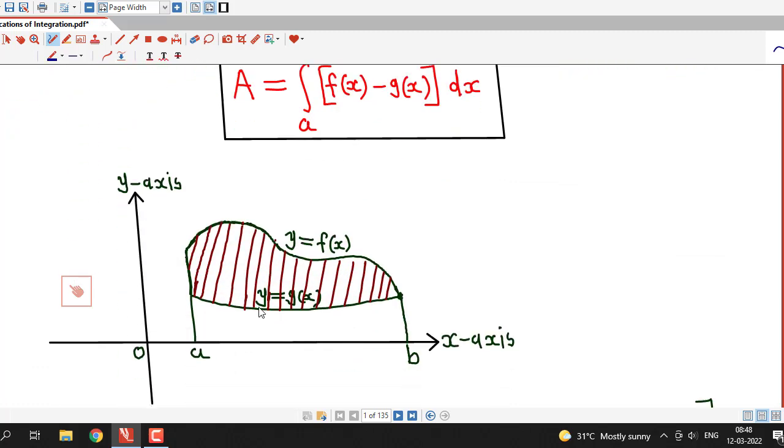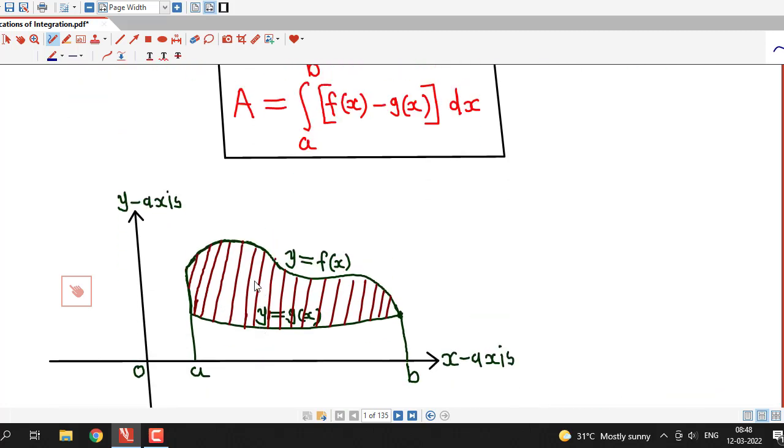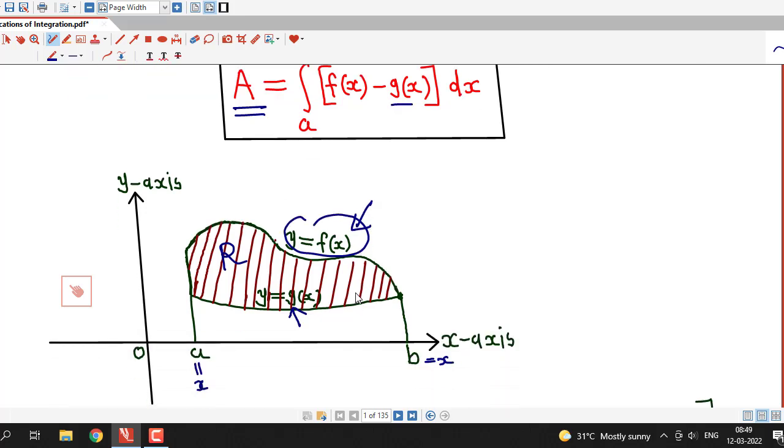And this is another figure showing this geometrically, that suppose upper function is y equal to f(x), lower function is y equal to g(x), and suppose we consider these two lines, area between x equal to a and x equal to b, then this is the area shaded by these lines, and this area is given by integral from a to b, function at the top or upper function minus function at the bottom, that is lower function.